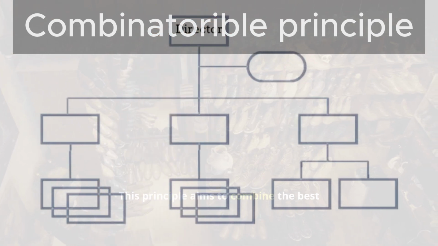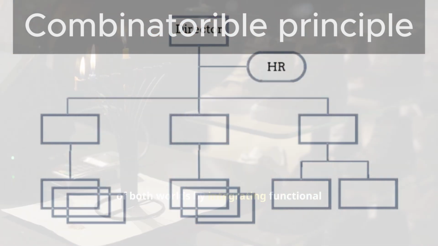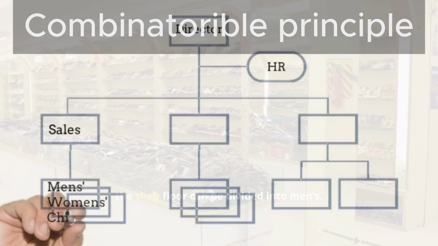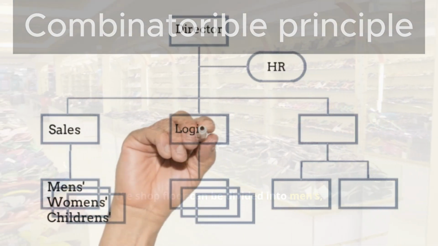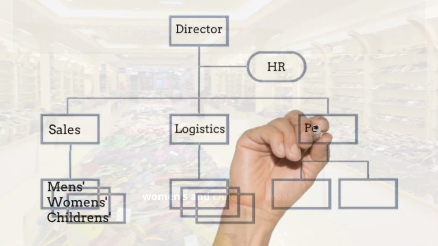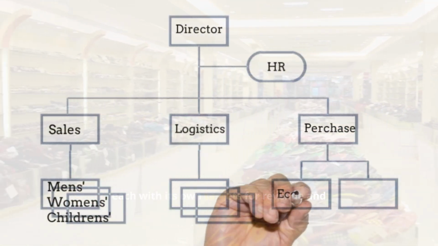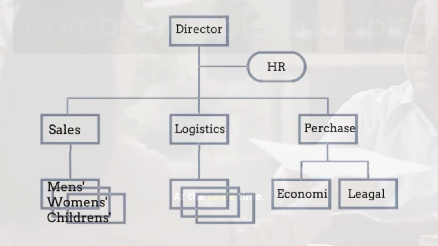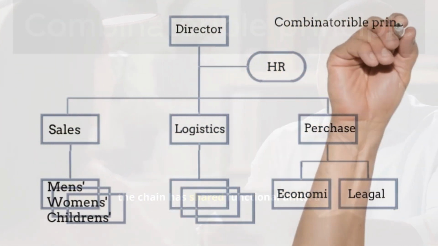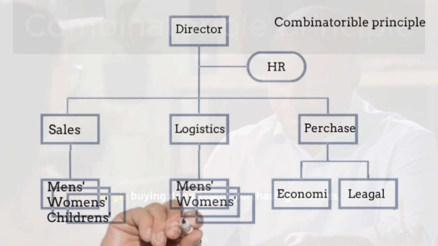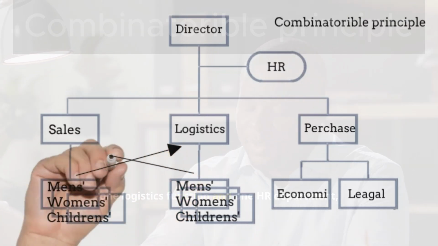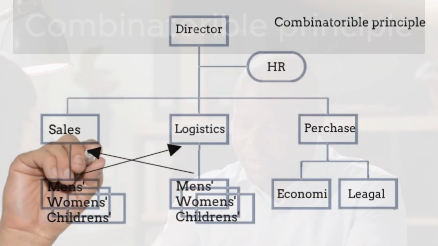In the combinatorial principle, there is a shared engine room behind separate customer-facing businesses. This principle aims to combine the best of both worlds by integrating functional and object-based logic. At the front end, the shop floor can be divided into men's, women's, and children's areas, each with its own targets for revenue and customer satisfaction. At the same time, the chain has shared functional units, a single buying department purchasing all shoes, one logistics function, and one HR department, and so forth.